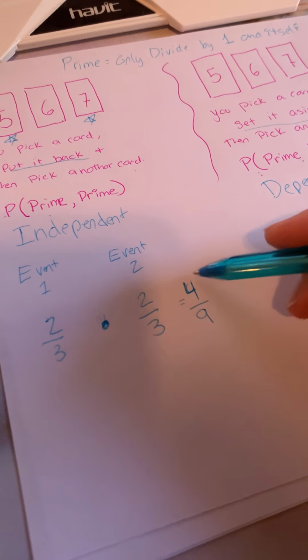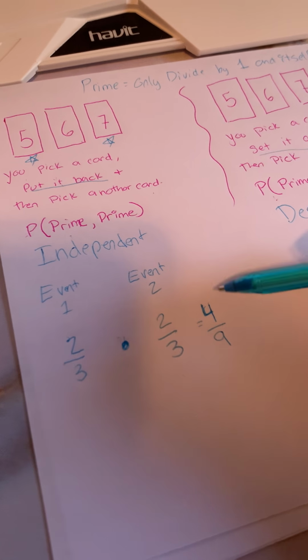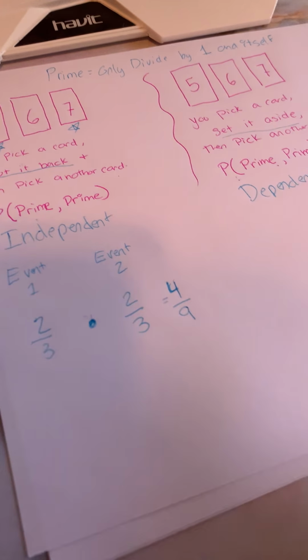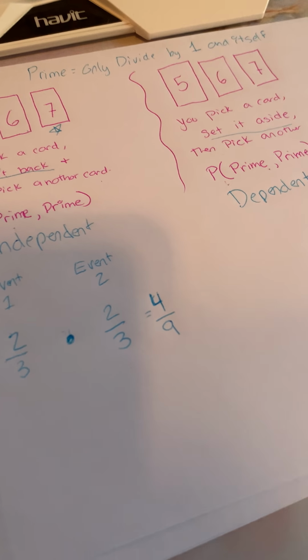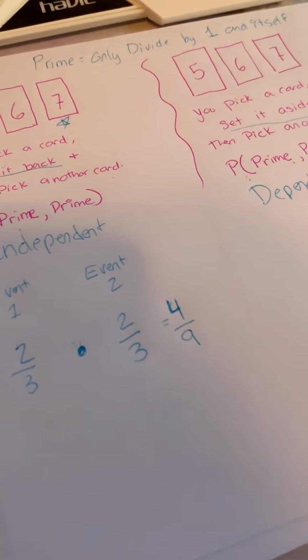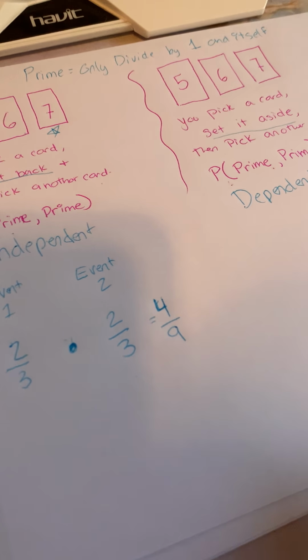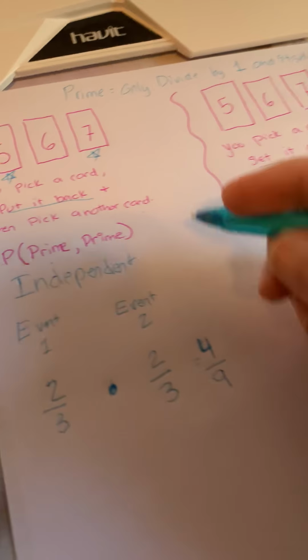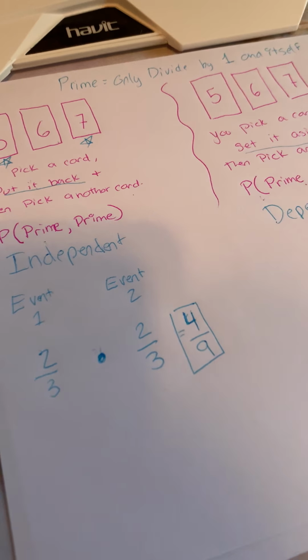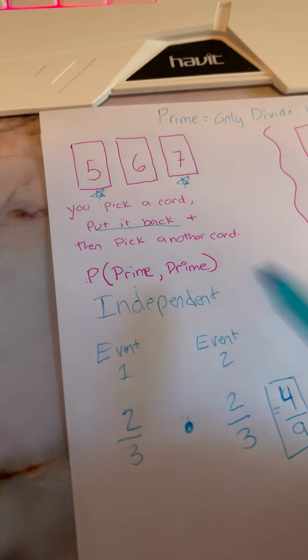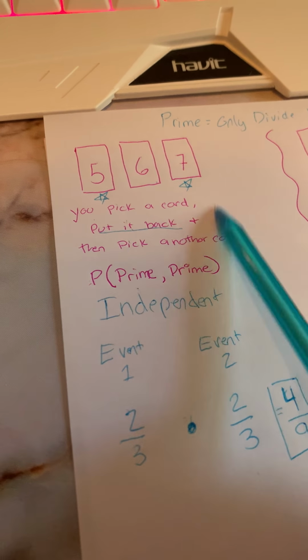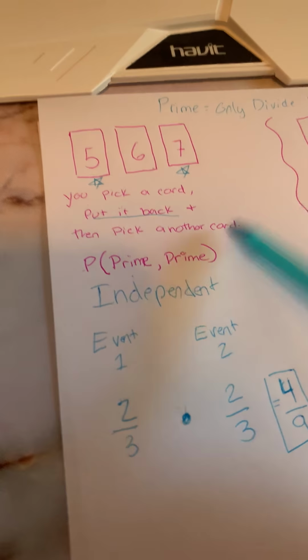Right? After you do that, you've got this here. You always need to check to see if it will reduce. Right? You can do that. If you've got an n-spire, that'll do it for you. You can always Google reduce 4 over 9. It'll tell you what it reduces to, or if it will reduce or not. Right? This does not reduce, so 4 over 9 is the answer here. Right? So that's the independent version. So you pick a card out, put it back, pick it again.